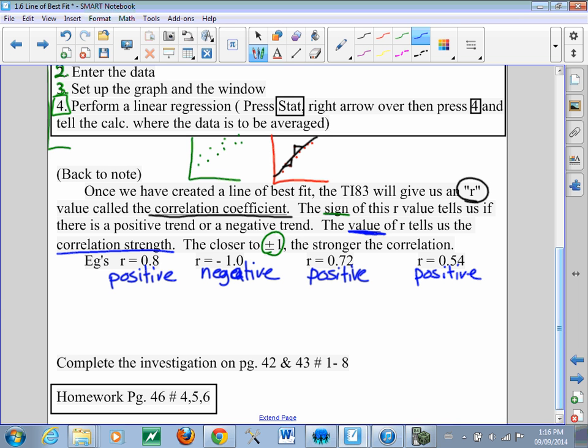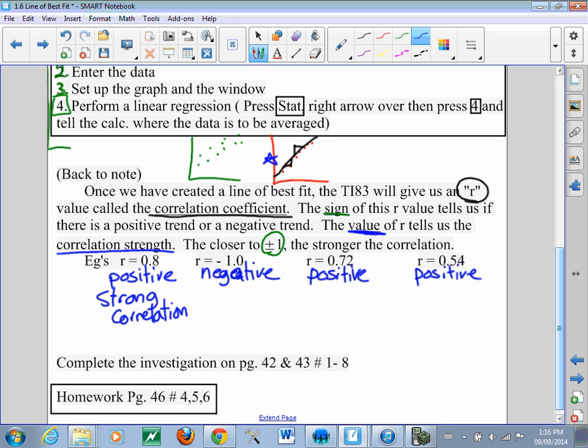So first of all, we've got the sign. That tells us what direction the trend's going. And then we have to think about 0.8 being roughly 80%. That's pretty good, right? So that would be a strong correlation. So this would be called a positive, strong correlation. That would kind of look like this example here in the red, very close together.